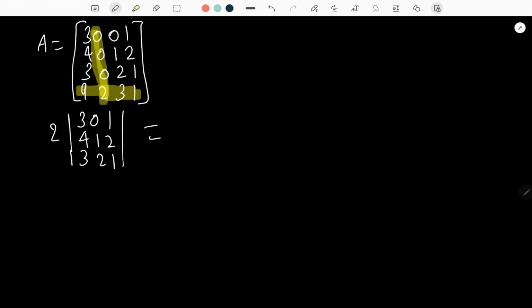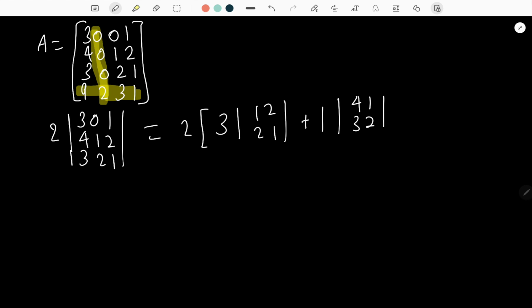So again we have to choose a row or column. I'm going to choose the first row as it has 1 0, so we will get 2 into open brackets 3, and then again this column and this row will cancel out. 1 2 2 1, and then minus, this is minus and 0, so 0, and then again plus 1, and again cancel this row and this column out, so we're left with 4 1 3 2.